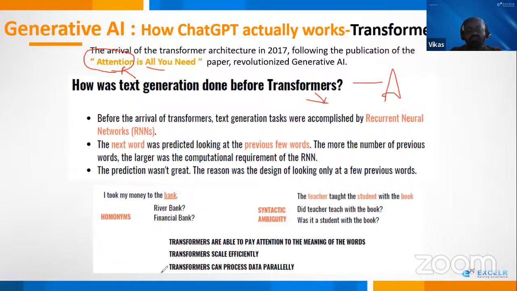They are very good at attention, and they can process the data in parallel. They scale very efficiently. They can scale efficiently, meaning even if you are trying to process an entire paragraph, it will be able to understand the entire connection, and then it will be able to generate the word.